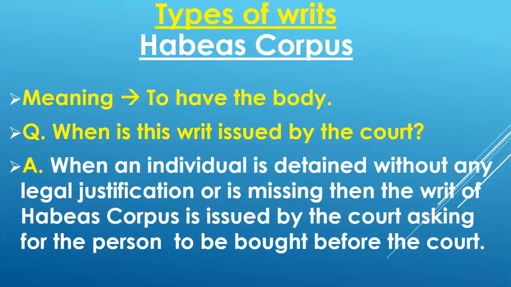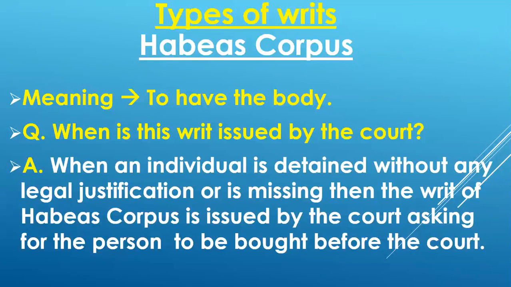But now, friends, Pappu is not with the police because Pappu is kidnapped by any other person. So now what will police do? Definitely police will conduct the investigation. Police will search for Pappu, and after finding Pappu, police will present Pappu before the court. So in this way, the writ of habeas corpus protects the personal liberty of a person.